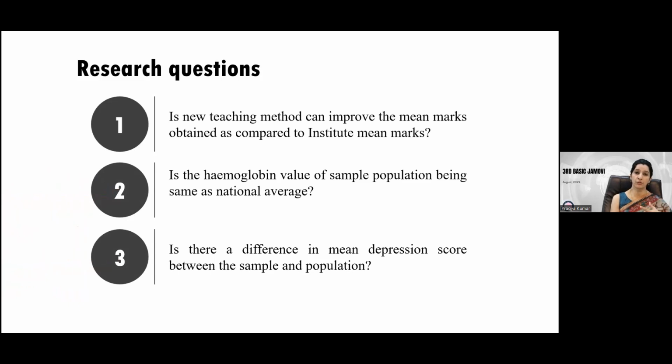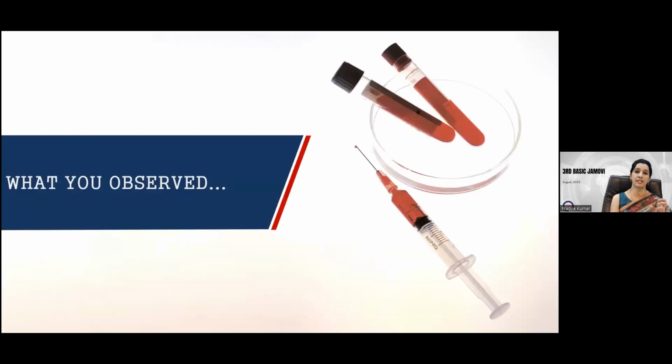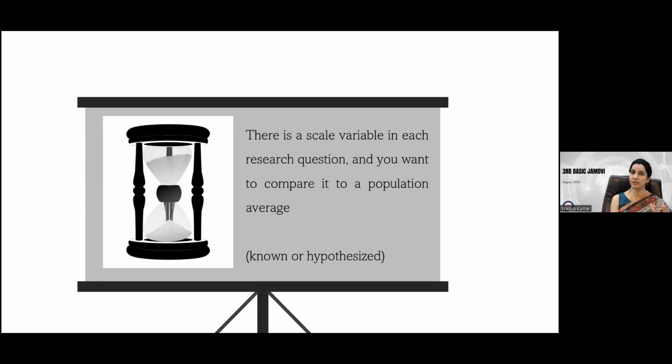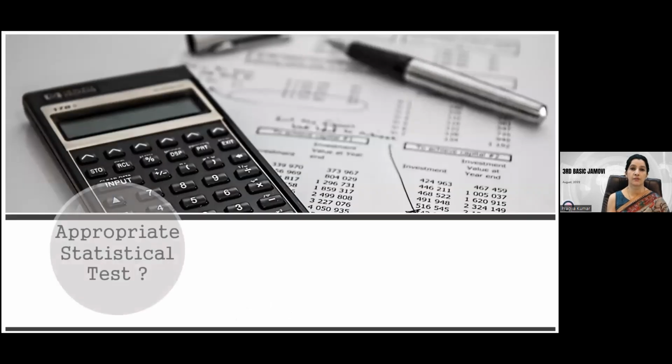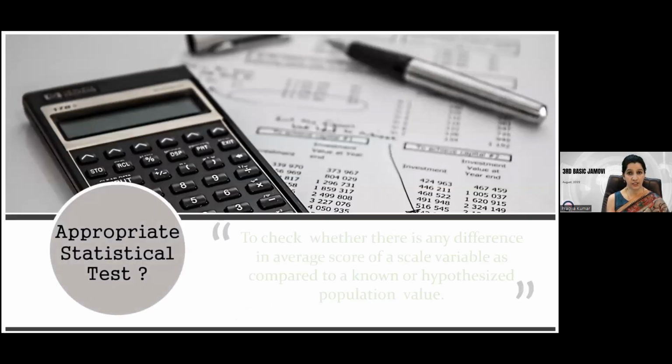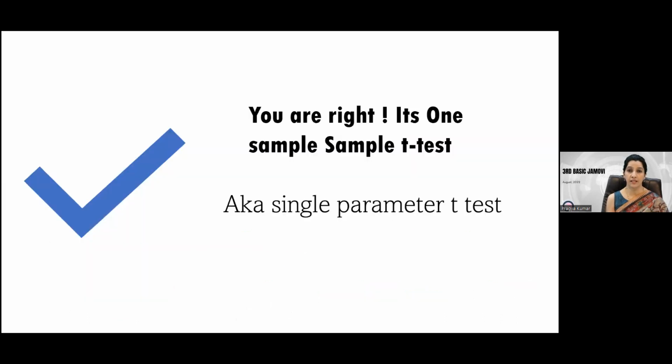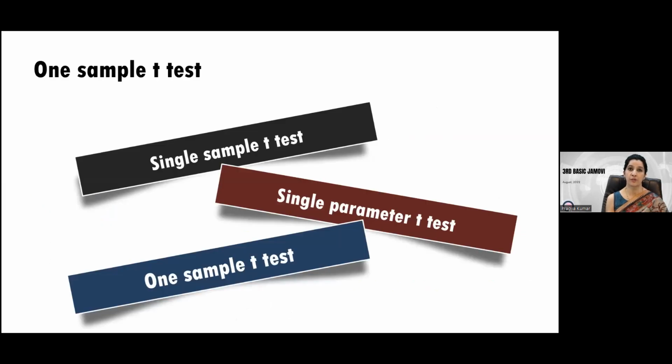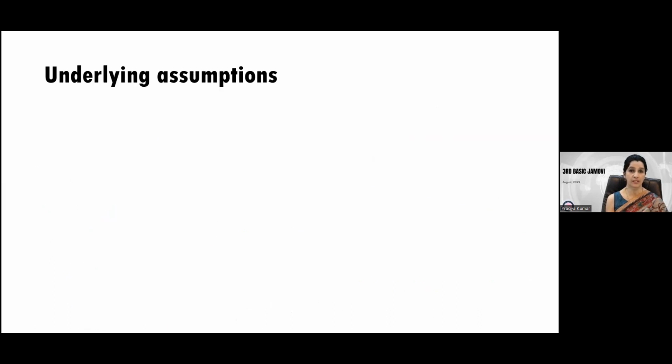So here the other group, we take it as either a known standard or a reference population, and we have a sample mean. In all these cases, what have you observed? That there is a scale variable in each research question, and I want to compare this scale variable with a known or a hypothesized value. The appropriate statistical test for such analysis is the one sample t-test, also known as the single sample t-test or single parameter t-test.